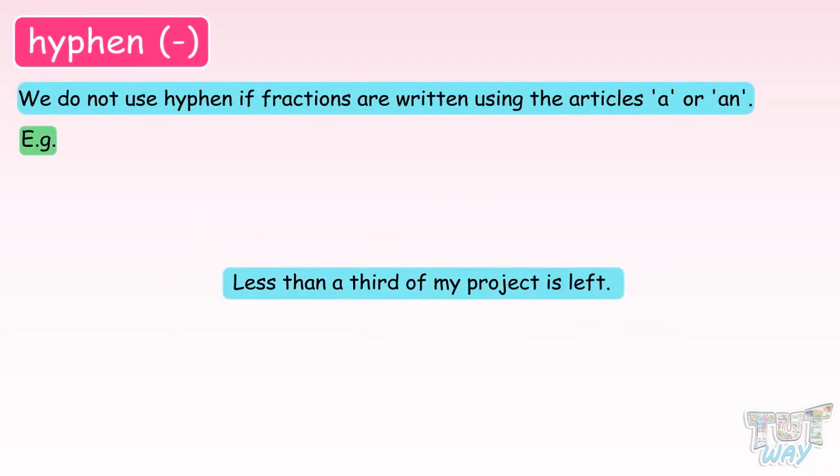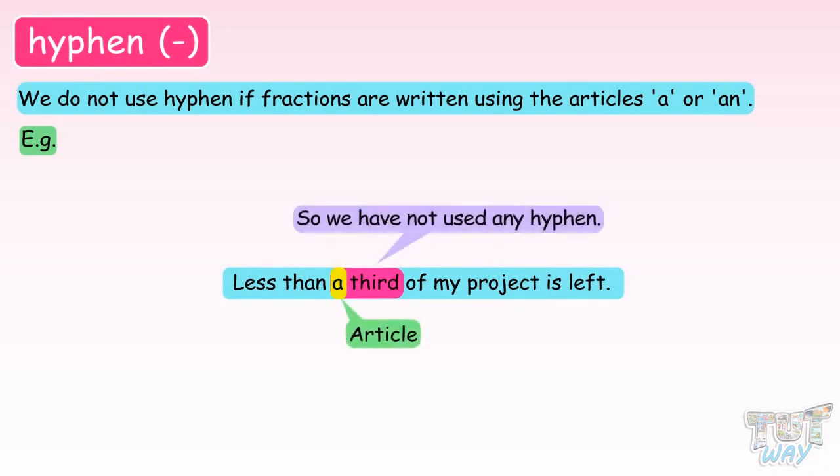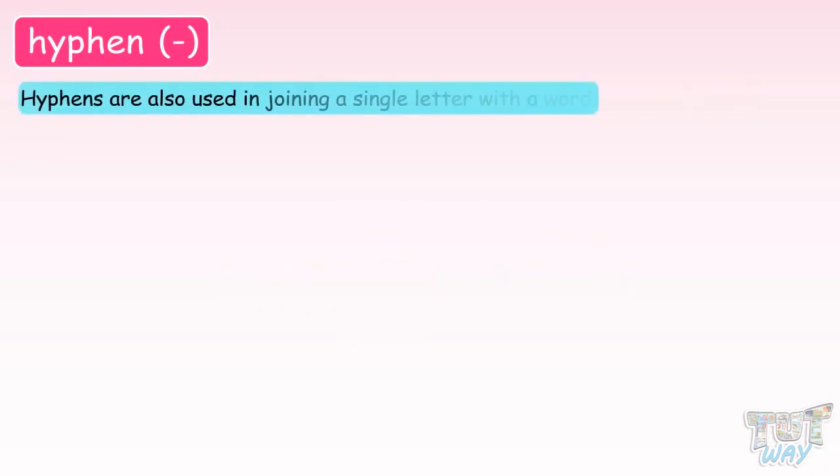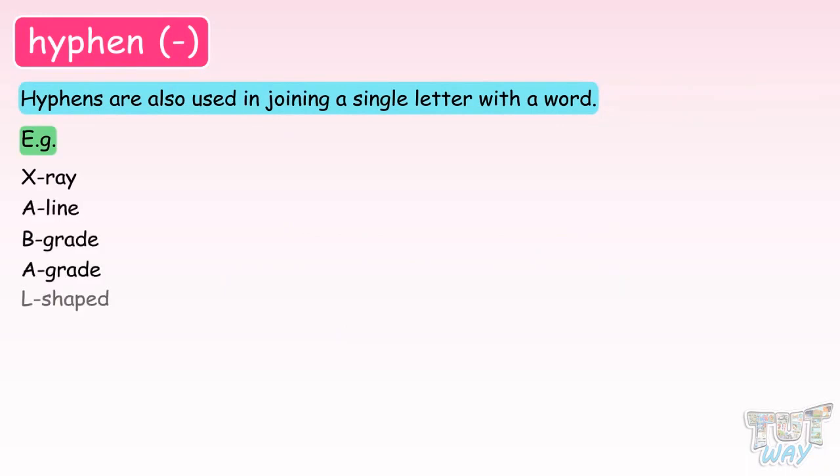Less than a third of my project is left. Here again, we write fraction using the article a, so we have not used any hyphen. Hyphens are also used in joining a single letter with a word. Let's have examples. X-ray, A-line, B-grade, A-grade, L-shaped, U-grade, S-shaped.